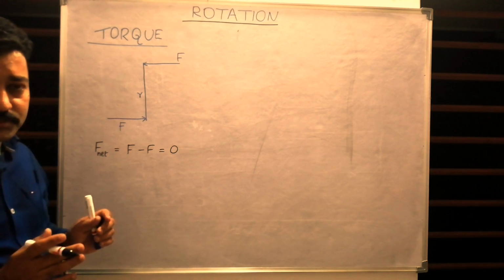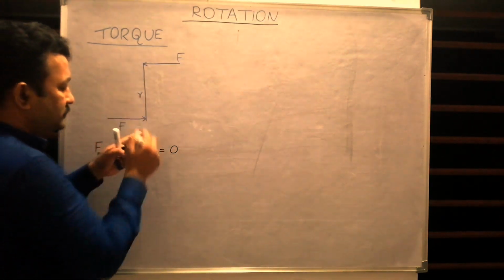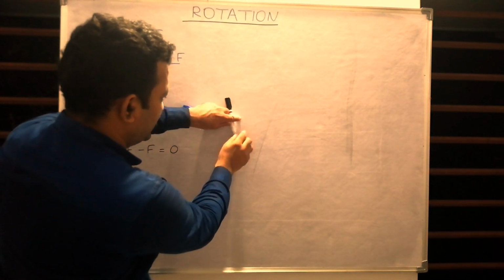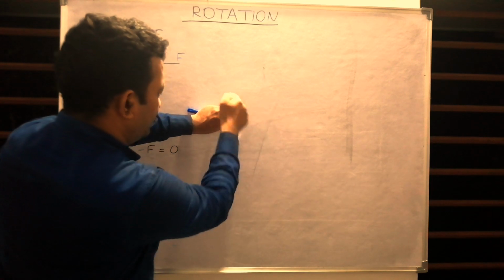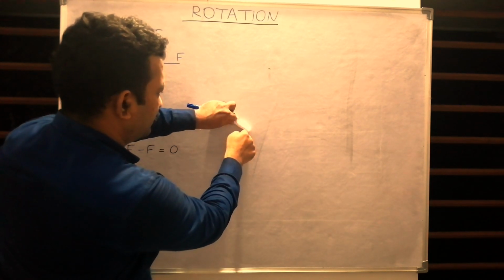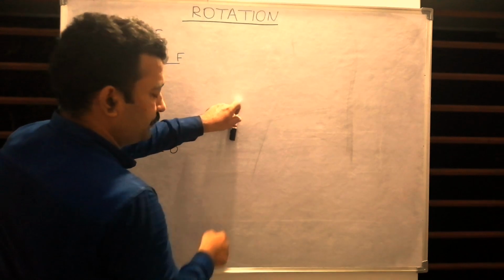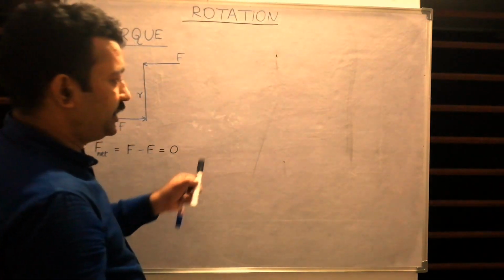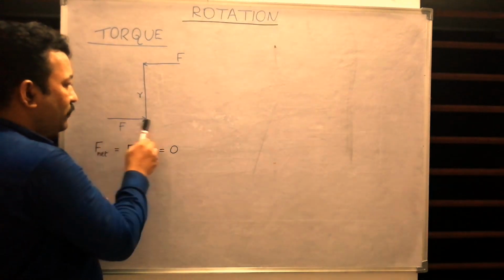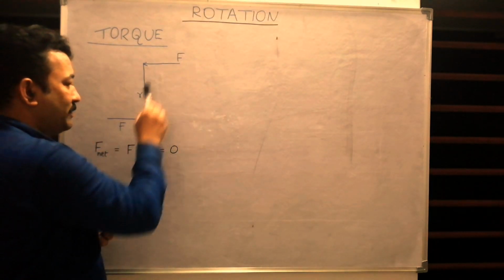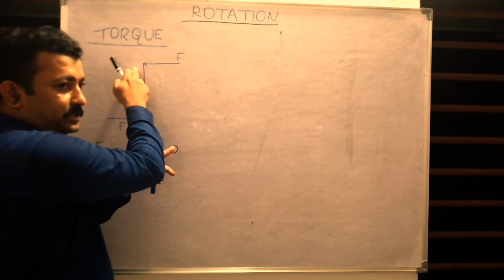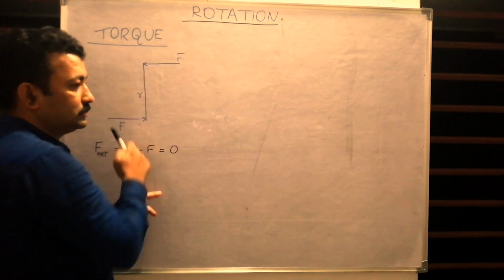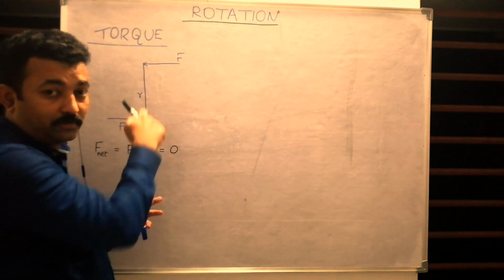But what will happen for this? If this kind of forces are acting on this, one towards the right and one towards the left, this object will rotate with respect to the center. So we can see that two forces acting with equal magnitudes in the opposite direction on a body can create what? This is called a couple of forces.